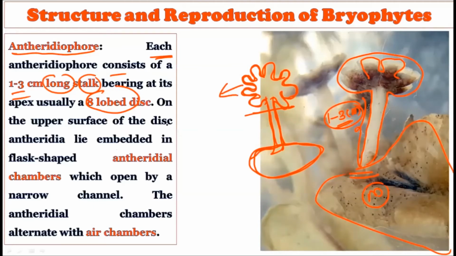Okay, on the upper surface of the disc, on this upper surface, are embedded flask-shaped structures. What type of shape is possessed by them? It is a flask-shaped antheridial chamber.